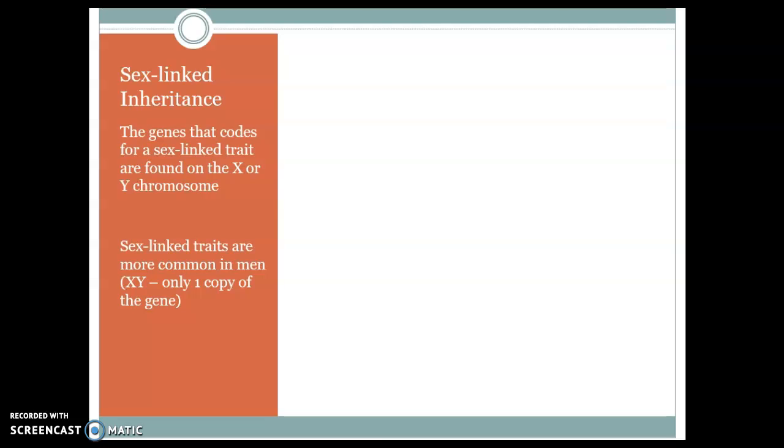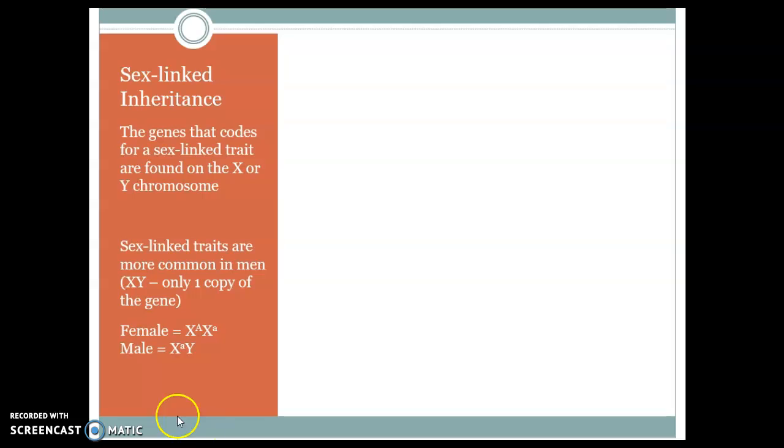So sex-linked traits tend to be on the X chromosome. There's lots more genes on the X chromosome. And they also tend to show up more often in men. They're usually recessive. And remember that females have XX while males have XY. So males only have one X. So since they only have one X, they only have one gene for that trait, and therefore only need one recessive allele for the trait to be expressed.